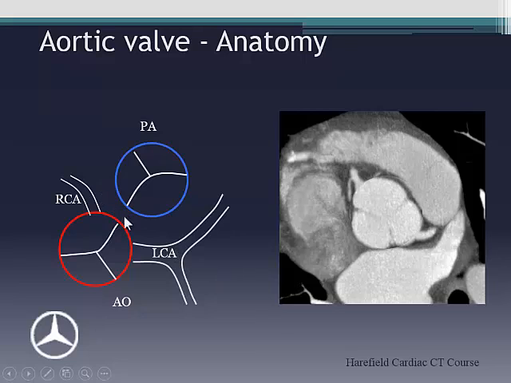This is the bit that's important, which is the bit that runs between the pulmonary artery and the aortic valve, because that's where the arteries can get compressed, and that's one of the things that you should always look for when you're dealing with coronary anomalies.